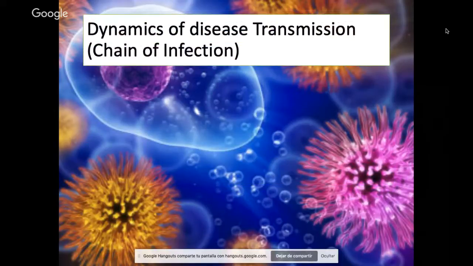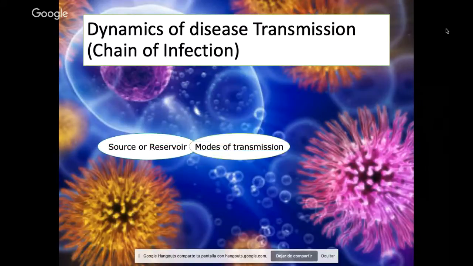Now we're going to talk about the dynamics of disease transmission, the chain of infection. First, we need a source or a reservoir. We need to know the modes of transmission, and then we need a susceptible host.